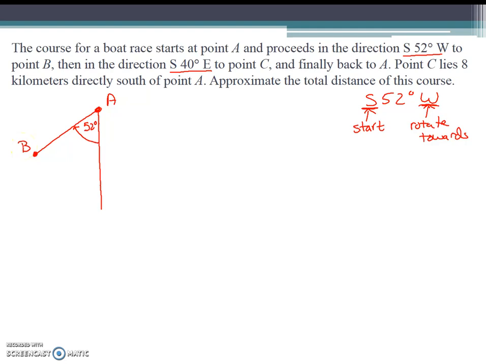Then once you get to point B, it asks you to turn in the direction of another bearing. The new bearing is also south, but in this case it would be 40 degrees to the east. So it's describing that angle right here. All right. And then when you travel along here, it gets you to point C. So let's just call where you're traveling back to point C.